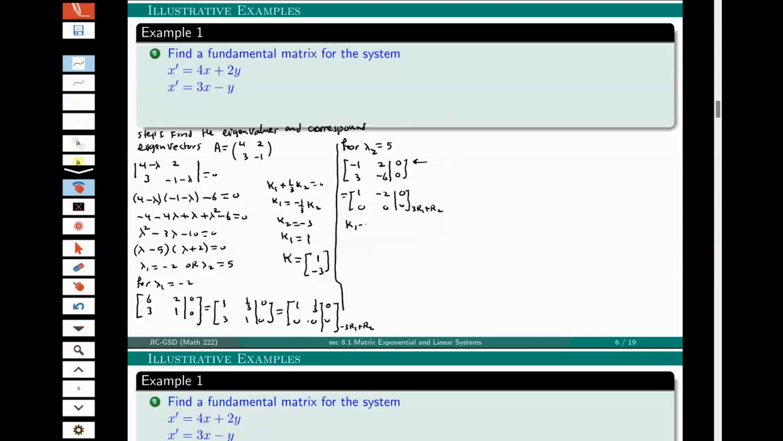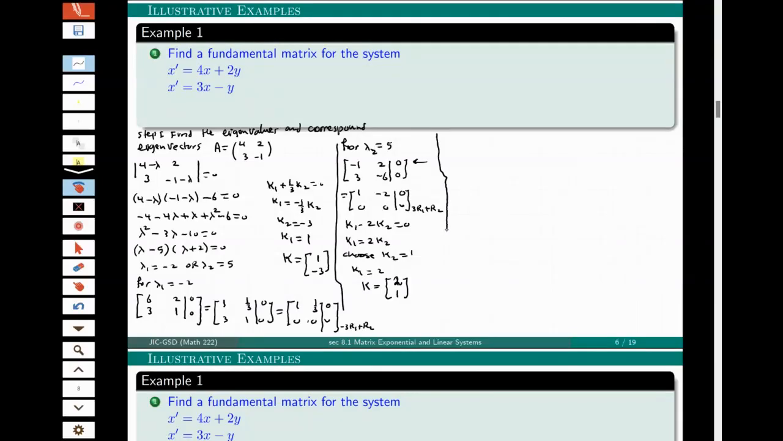So I will get k1 minus 2k2 is equal to 0. So k1 is 2 times k2, so choose k2 to be 1, k1 will be 2, and our eigenvector is 2 and 1.